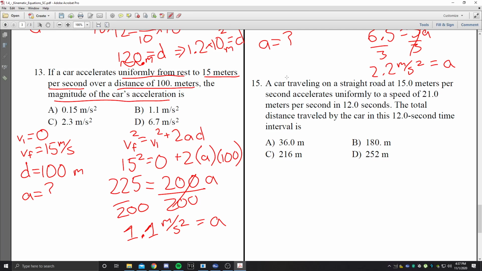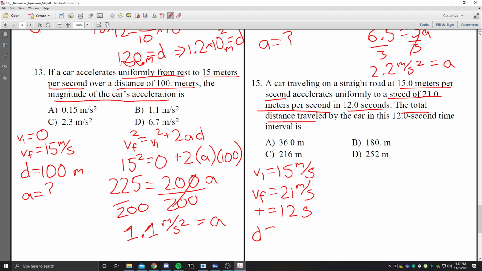Now number 15. Initially traveling a road at 15 meters per second, accelerates uniformly to a speed of 21 meters per second in 12 seconds. The total distance traveled is what? So this question again, you're going to use V bar is equal to D over T. What's the average of 2 numbers? What's the average speed? You add up both speeds and then you divide it by 2, and that's V bar.